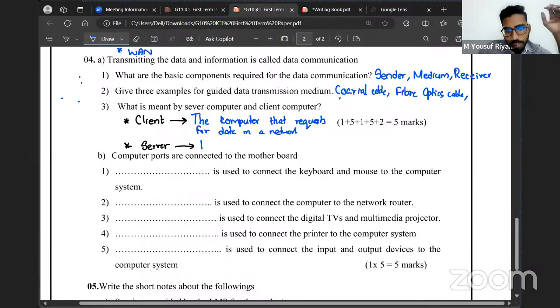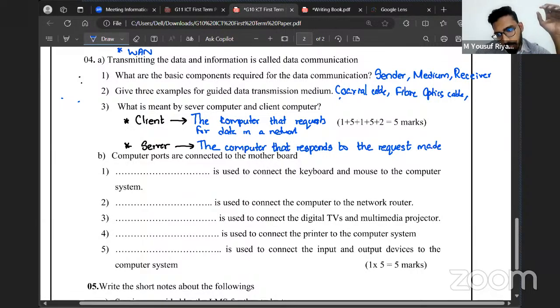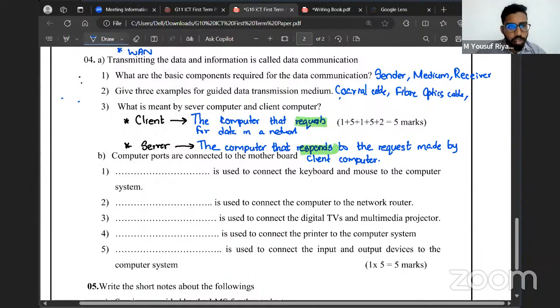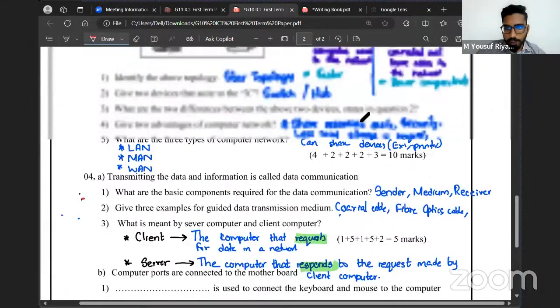Exactly. The server computer, okay, this is the computer that responds to the request made by whom? Exactly. To the request made by the client computer. Is that clear, all of you? Okay. So the client is actually making the request and the server is going to give you the response.